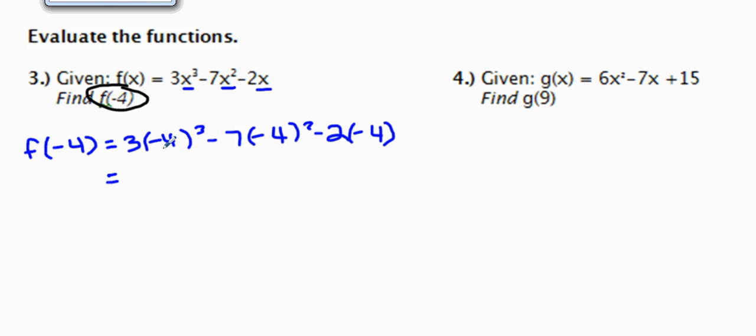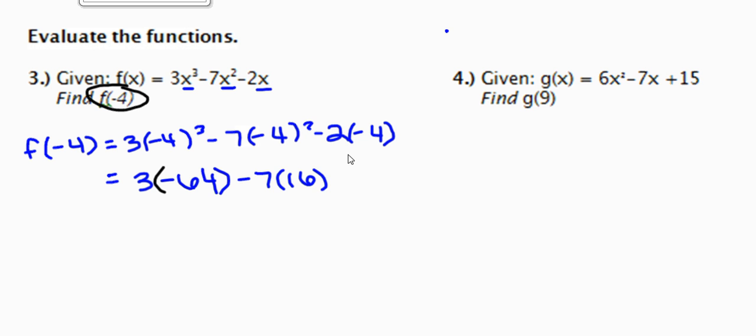So always beginning with my parentheses and exponents, I'm going to take negative 4 to the third power, which is going to give me a negative 64. And I'm bringing down my 3. Next up, I'm going to take negative 4 to the second power, which is going to give me a positive 16. And lastly, negative 2 times negative 4 is going to give me a positive 8.